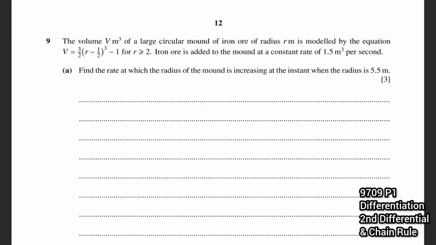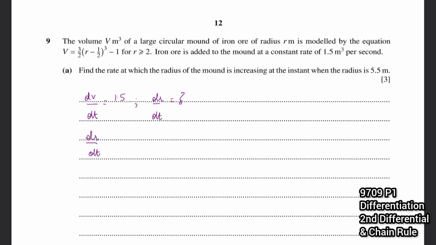Next, the volume of a large circular mound of iron ore of radius r is modeled by the equation given, for r is greater than or equal to -2. Iron ore is added to the mound at a constant rate of 1.5 meter cube, meaning the rate of change of volume, dv by dt, is 1.5. Find the rate at which the radius of the mound is increasing. dr by dt is required when radius is 5.5.